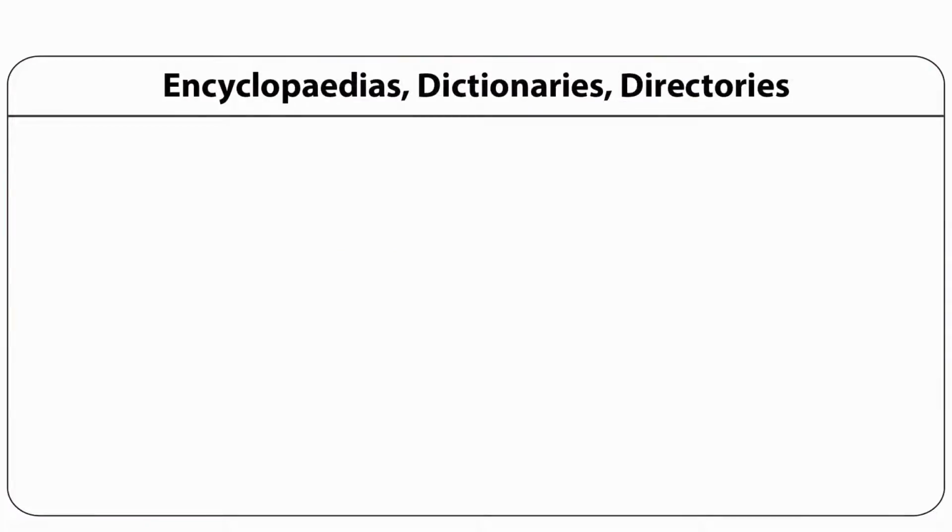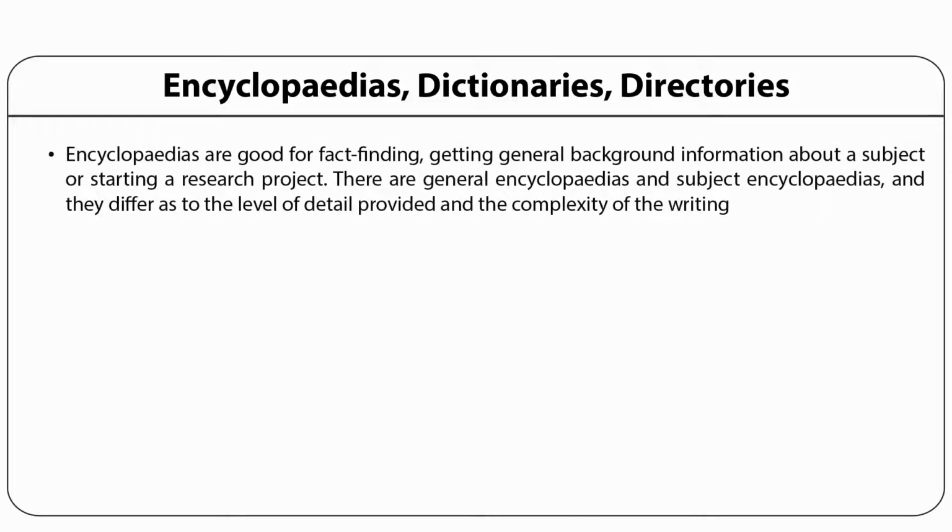Let's examine the role of encyclopedias, dictionaries, and directories as sources for current information. Encyclopedias are important sources to consider when initially researching a topic. General encyclopedias provide basic information on a wide range of subjects in an easily readable and understandable format. Encyclopedias are considered to be good for fact-finding, getting general background information about a subject, or starting a research project.